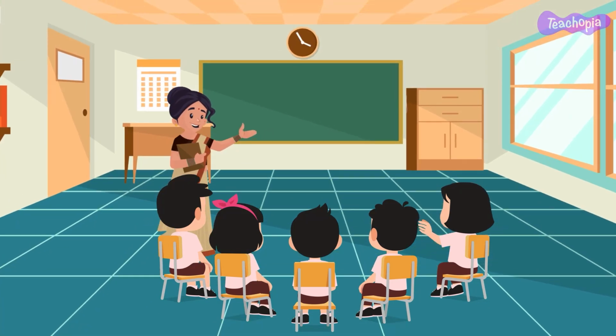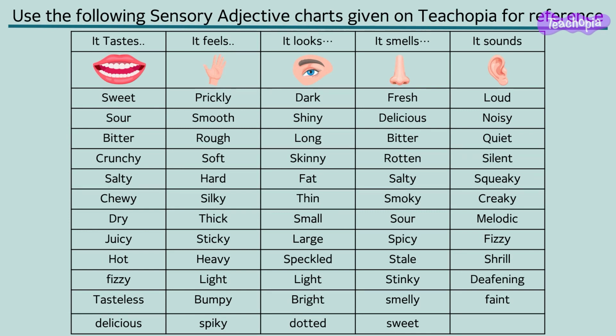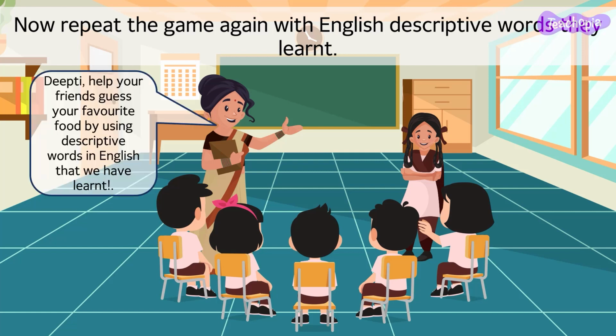Help them learn different descriptive words according to each of their senses. Words like small is sanna, colorful is varnaranjita, and so on. Use the following sensory adjective chart given on the Teachopia for reference. Now, repeat the game again, this time asking them to try and use the English adjective words they learned. Deepti, help your friends guess your favorite food by using descriptive words in English that we have learned.